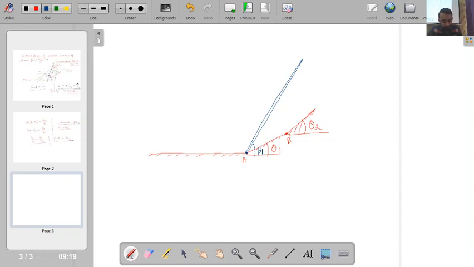Now this is my point B. At point B I will also have formation of another shock wave. Before that, let's understand that if I have flow Mach number in the upstream of this as m1, then I will have flow deflection theta 1 here, and this Mach number will become m2, and ultimately this m2 will be less than m1.